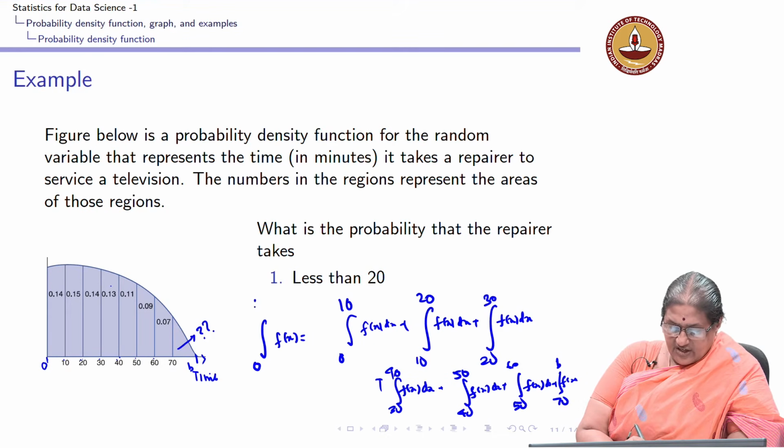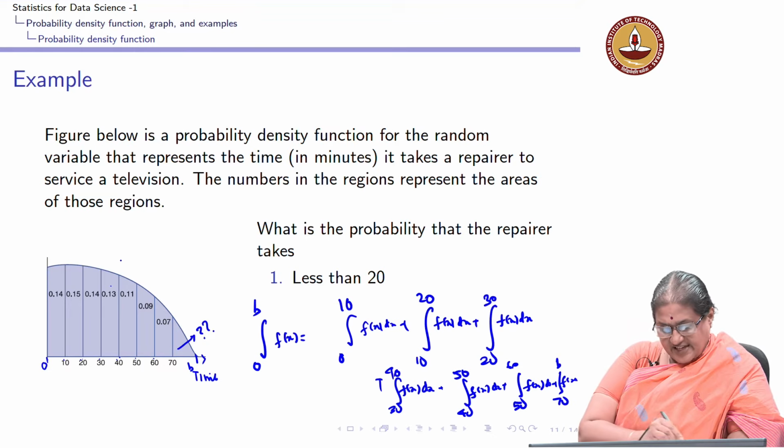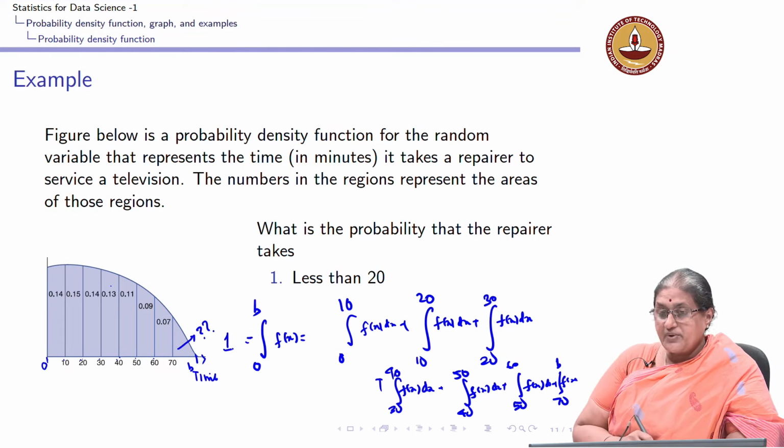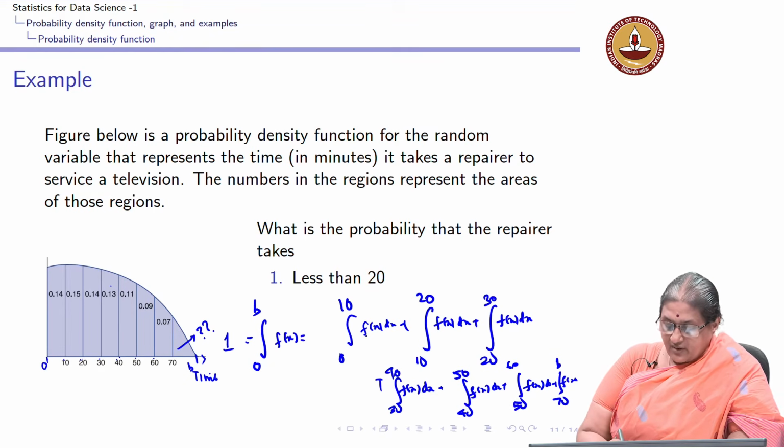So, the integral from 0 to b of f(x) dx is the entire range, and because it is a PDF, this should be equal to 1. Now, f(x) between 0 and 1 is 0.14. So, I can check what the area under this curve is; it is given to be 0.14. So, the area under this curve is 0.14.